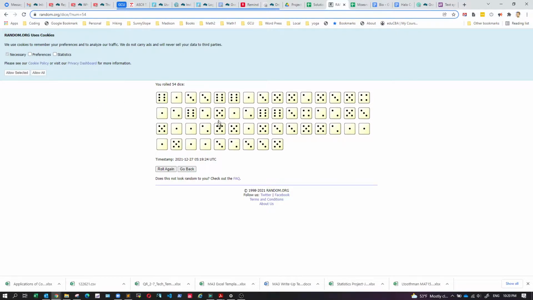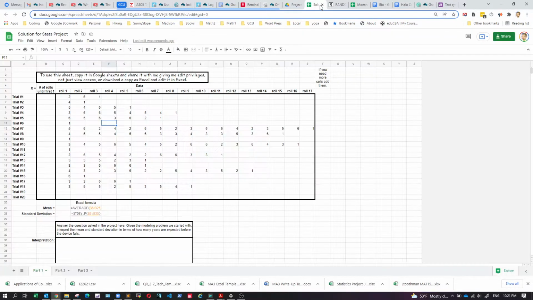So I'm rolling like 54 dice here. Here I rolled a 6 and then a 1, so that first thing we would record there is a 6-1. Then I have a 3-3-6-6-1, right? So I record that. I've already done that for a lot of these because it's kind of boring to watch me do it, but you can see it here, 6-1, 3-3-6-6-1.